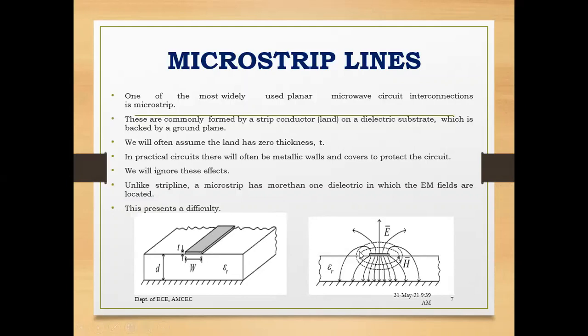The electric field remains partially in the air: part of your electric field is in the air and part is in the lower dielectric substrate. Since it is partially outside in the air, the mode of propagation in a microstrip line is quasi-transverse electromagnetic wave, mainly because it is an open structure. The strip is not mounted in between the ground plane and substrate. It is on top of your substrate. So it is an open structure.